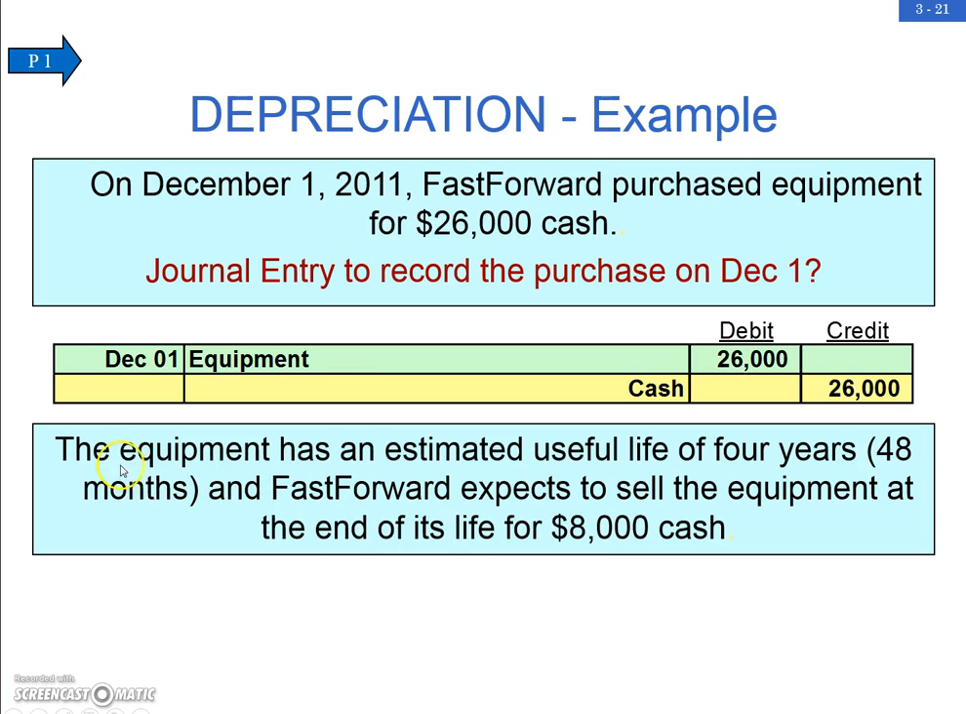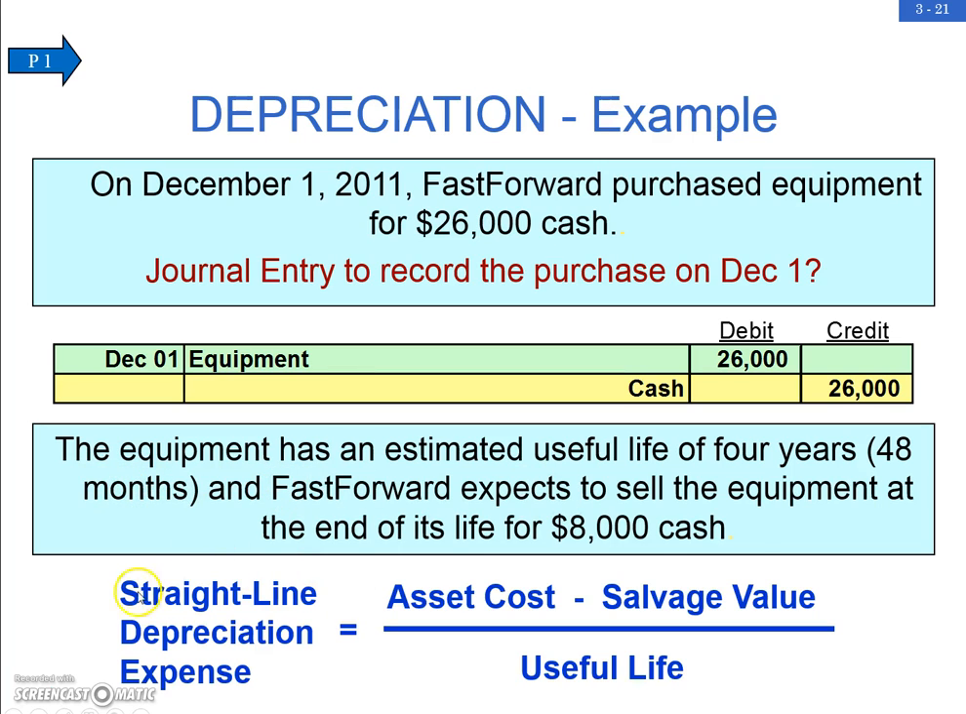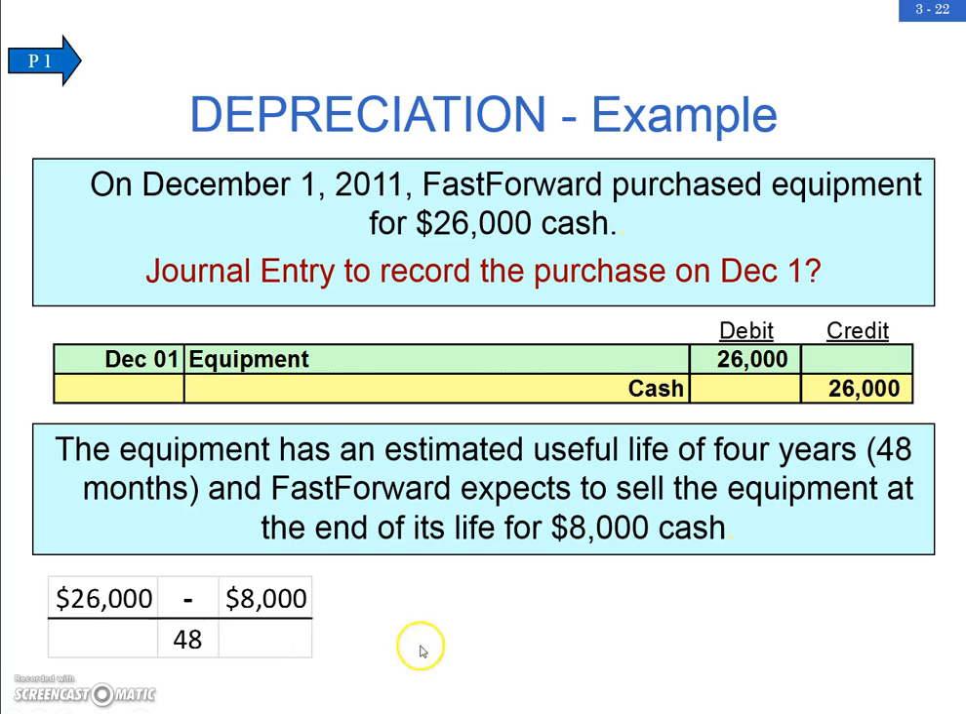So I am going to use the 48 months as the denominator. But remember, this is the formula for calculating straight line depreciation expense. Let's go ahead and input our numbers. We know the cost is $26,000, salvage value is $8,000, and the useful life is going to be 48 months. So let's go ahead and put those in, take a look at what it looks like. $26,000 cost minus the salvage value divided by 48 months. Let's first do what's up top here. Simple algebra. It's going to be $18,000.